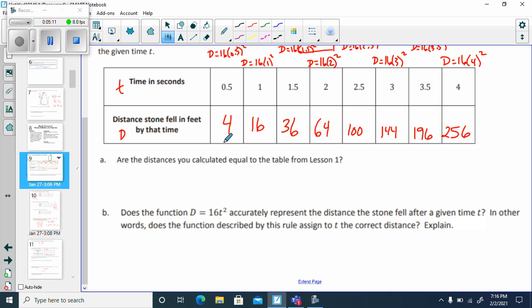Now I want you to notice something. This is not linear. We did this in the last lesson. Our rates of change here are not the same as you go around. So this is not a linear equation, all right? This is something that is going to trend upward.